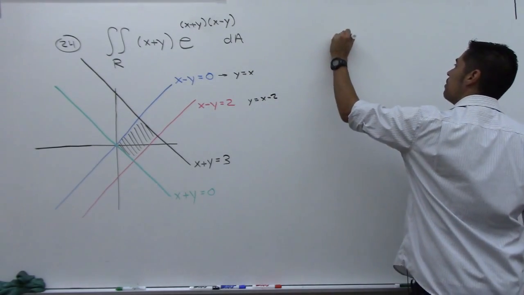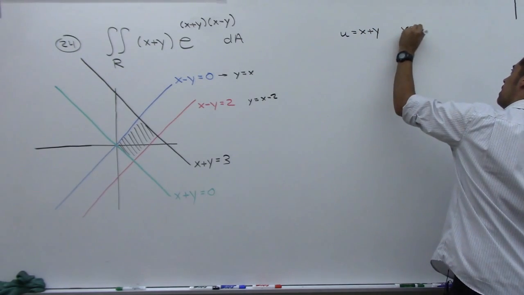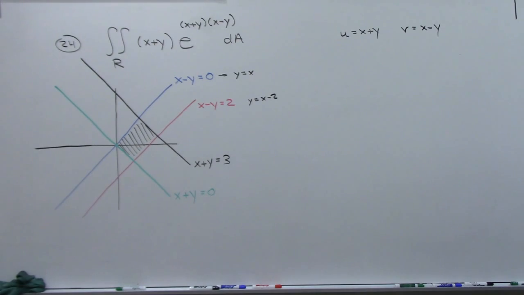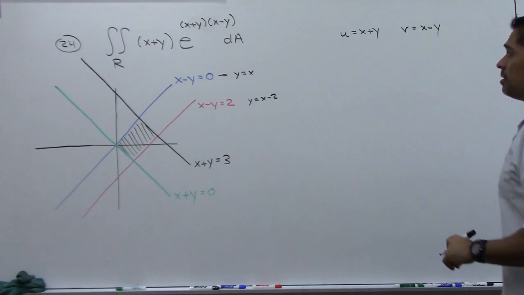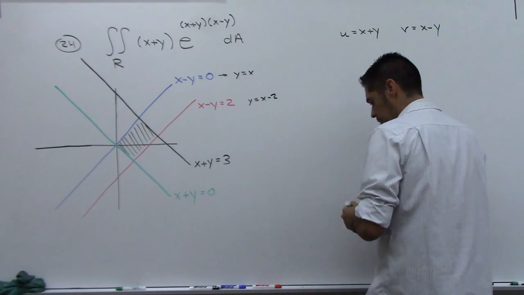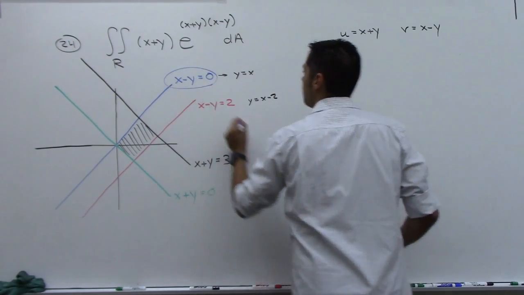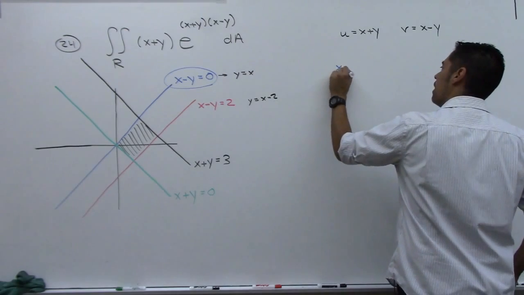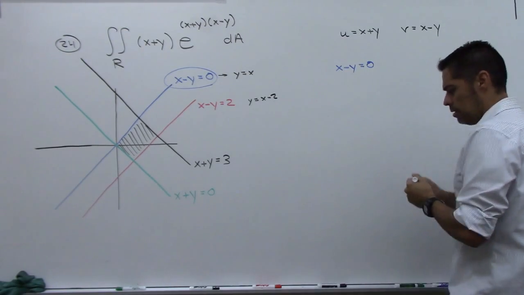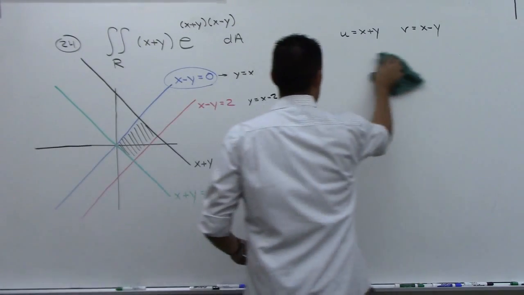I'm going to try this transformation. u is x plus y, and I'm going to try v is equal to x minus y. I'm going to see what happens. So I'm guessing here, kind of. So let's see what happens to these things first. All right, so in this transformation, if I take this equation, x minus y equals 0, what happens to it? Oh, you know what? I have a bigger problem here.